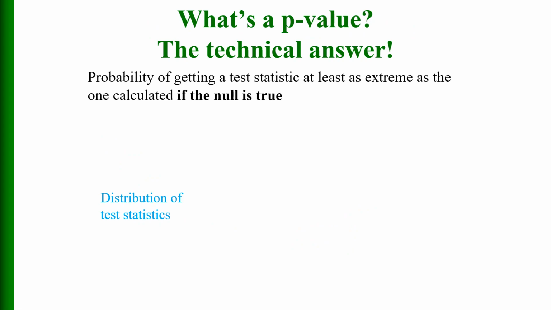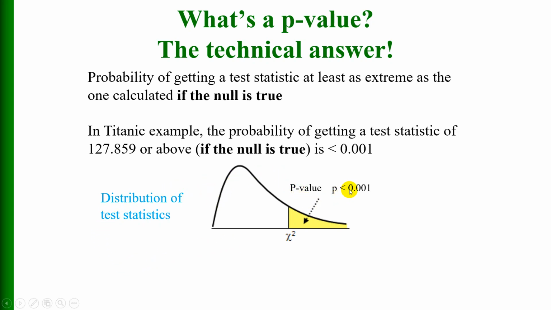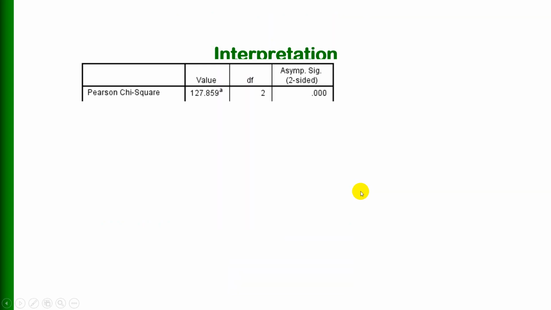What is a p-value? The technical answer: it's the probability of getting a test statistic at least as extreme as the one calculated if the null is true. In the Titanic example, the probability of getting a test statistic of 127.859 or above if the null is true is less than 0.001. So this probability is very low. The distribution of the statistic is like this, and the probability of less than 0.001 lies here in this area. This is our chi-square test statistic of 127.859, which lies here, and the values above this have this probability, 0.001. How can we interpret this?